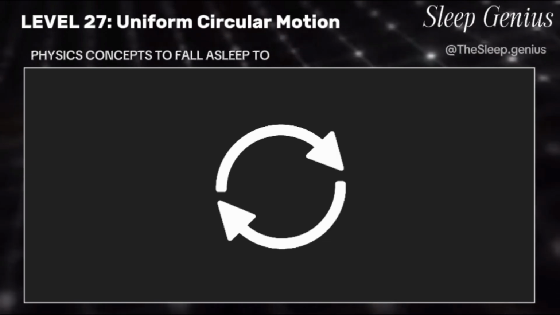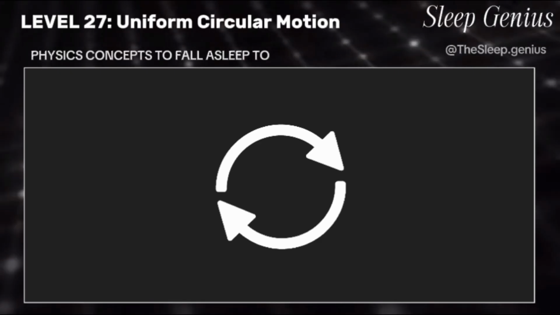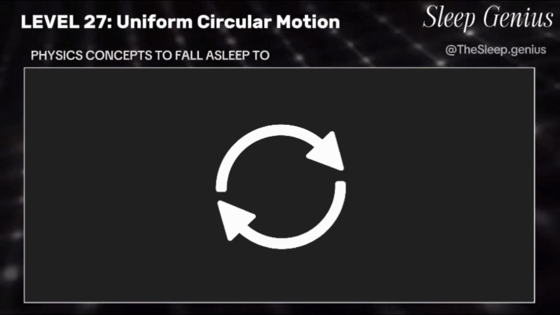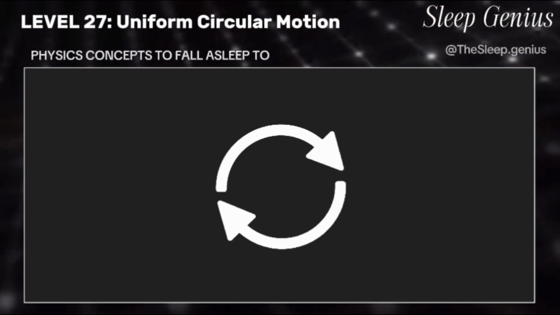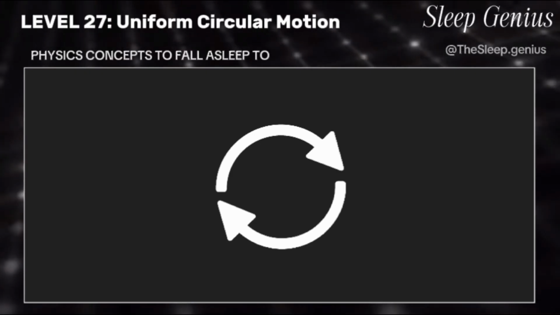The motion is periodic, repeating each cycle at a regular interval called the period. Predictable outcomes include repeating positions, velocity directions, and centripetal forces. Uniform circular motion shows how forces control direction and speed, teaching principles of balance, acceleration, and periodicity. It illustrates the connection between motion, force, and energy across natural and engineered systems.